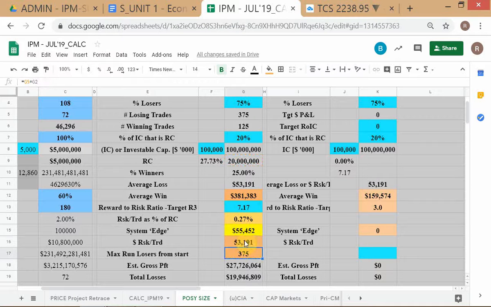Are you following so far? So 53K is our average loss, because every trade loses the budgeted risk.